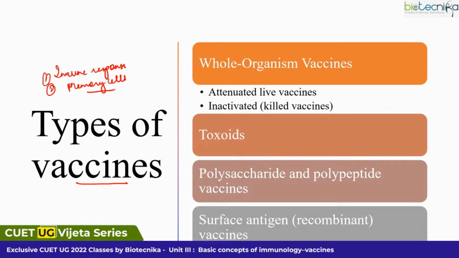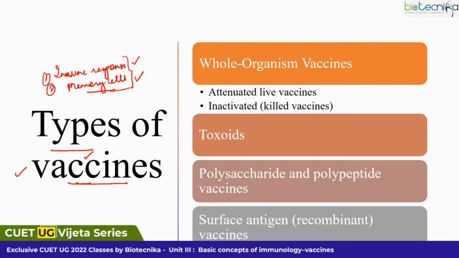What is the point if the memory cells are not getting activated? Then the whole concept of vaccines will be a failure. So these two requirements have to be met, only then it can be a successful vaccine. What are the different types of vaccines? Though there are a few more types, these are the most important ones that I have listed from your exam point of view.